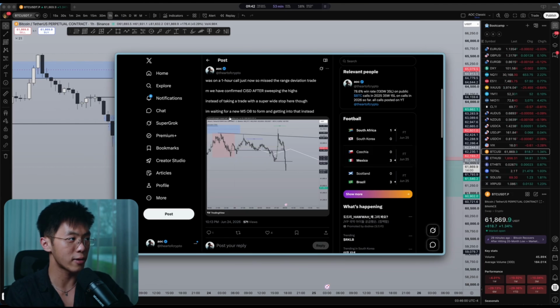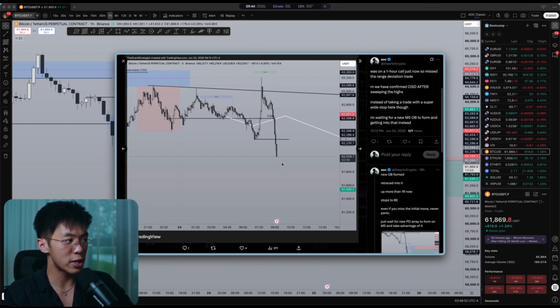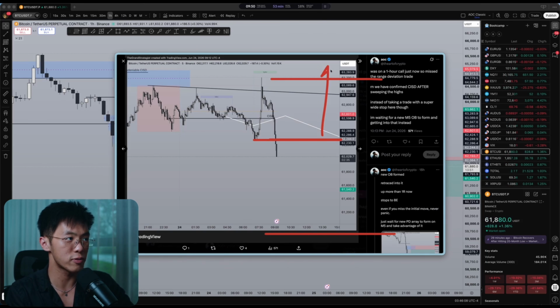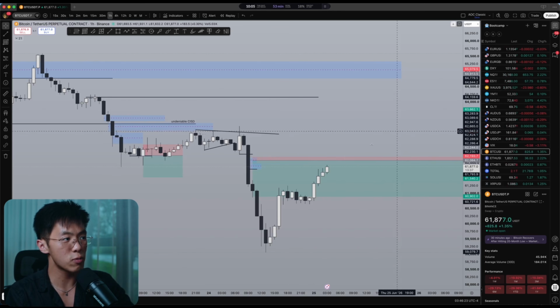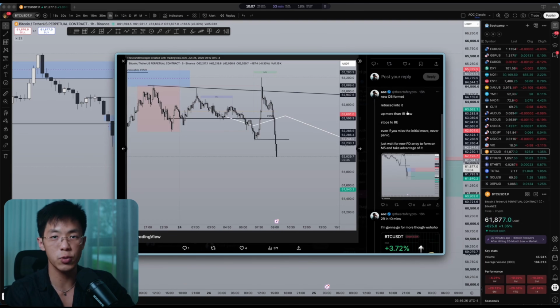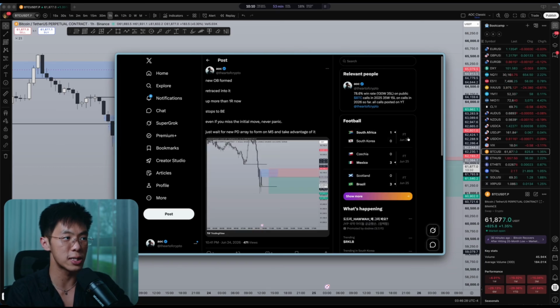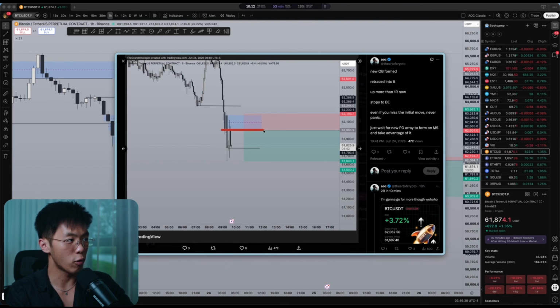But I said, no panic. Eventually, we managed to get another CISD. However, I wouldn't just place my entry here and my stop here and deal with such a wide stop loss. It would have worked out as well, but this would not have gotten me a 10R trade. So what I told you guys to do, or at least what I was doing, was to wait for a new M5 order block to form before getting in instead. The reason I mention this is that the next tweet is going to let you understand why. So at some point, we finally get that new order block forming.